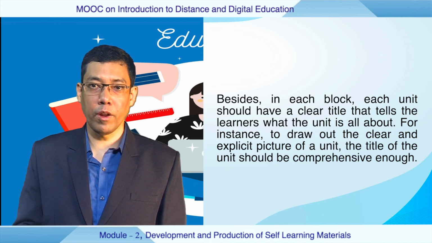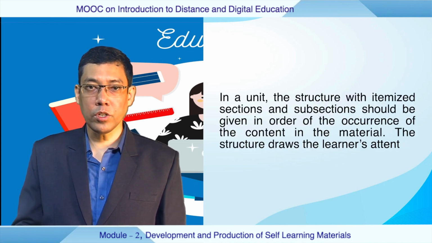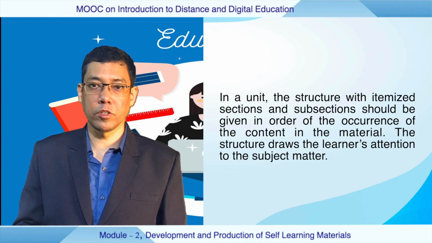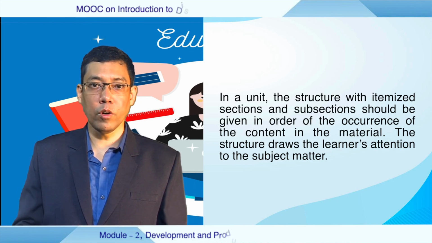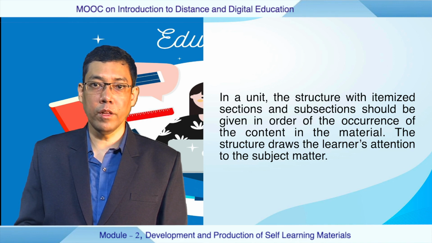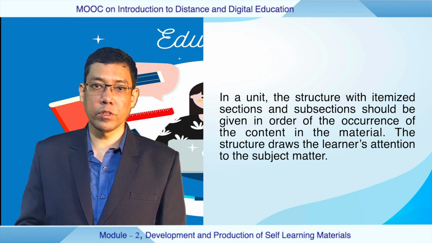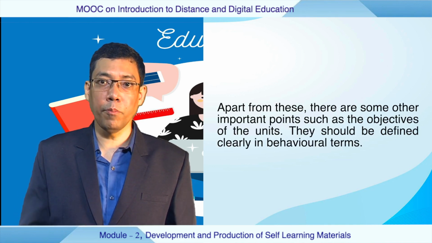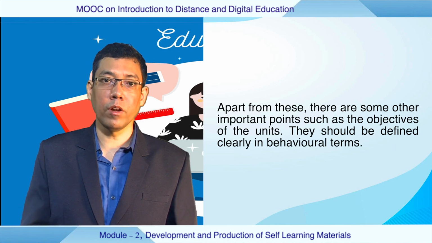be comprehensive enough. In a unit, the structure with itemized sections and subsections should be given in order of the occurrence of the content in the material. The structure draws the learner's attention to the subject matter. Apart from these, there are some other important points such as the objectives of the units. They should be defined clearly in behavioral terms.